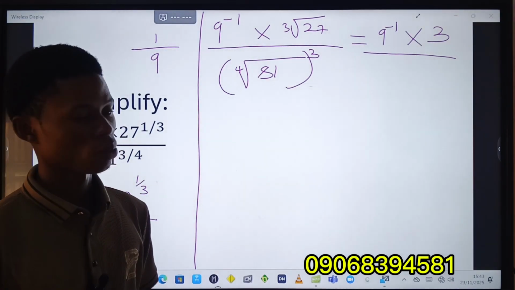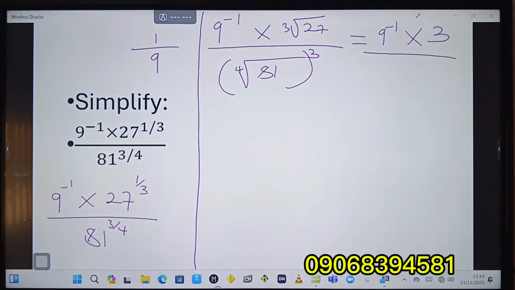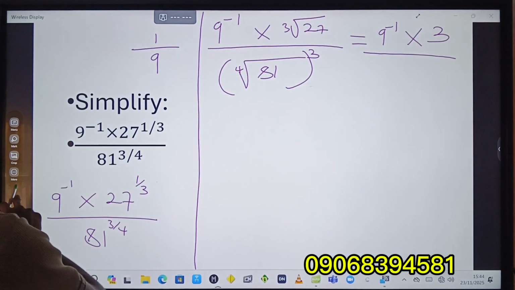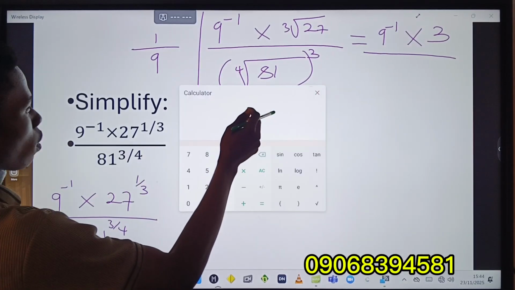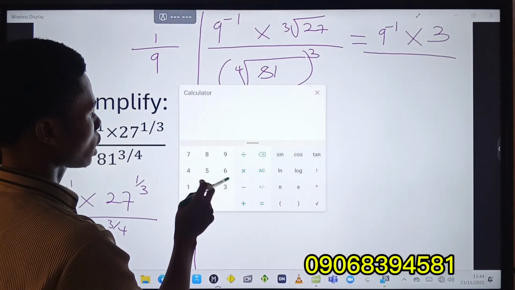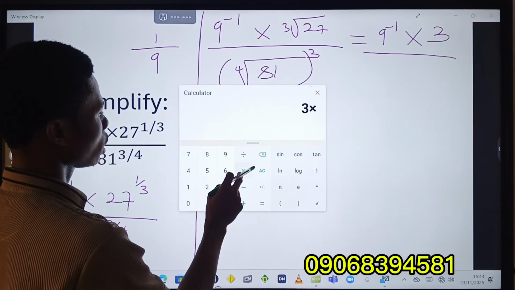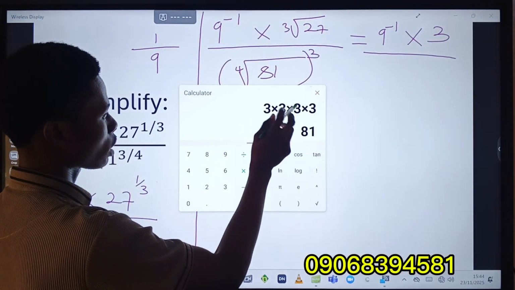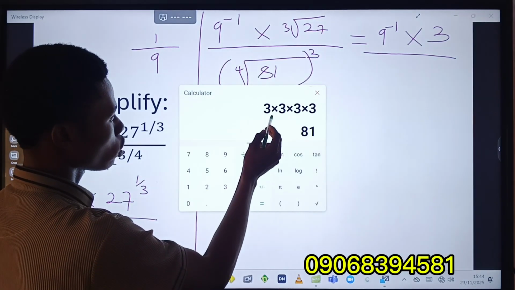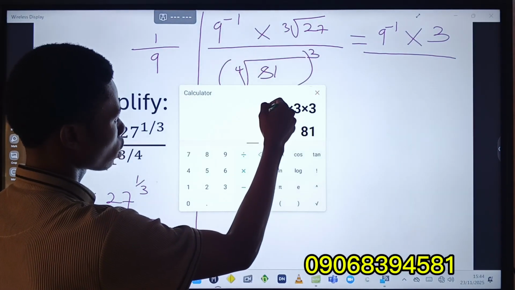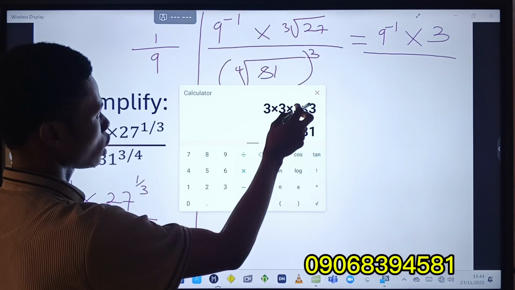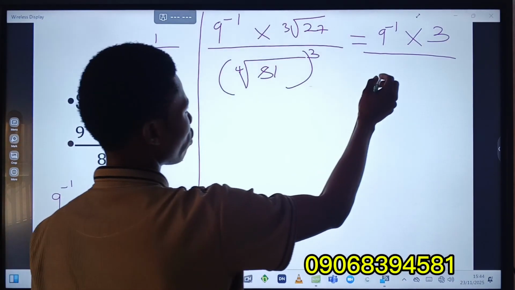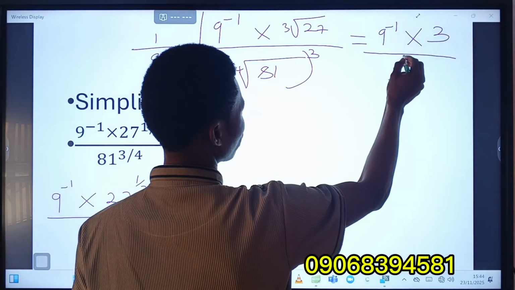So let's check it out. Fourth root of 81, let's see, 3 times 3 times 3 times 3. I told you fourth root is what you are multiplying by itself 4 times for you to get that 81. So you can see that 3 is multiplied by itself 4 times for you to get 81, meaning the fourth root of 81 is 3. So the denominator here will be having 3 raised to power 3.